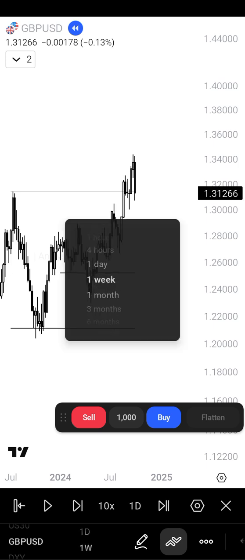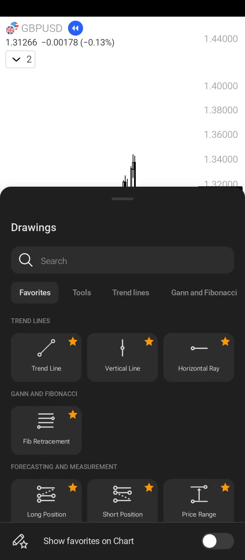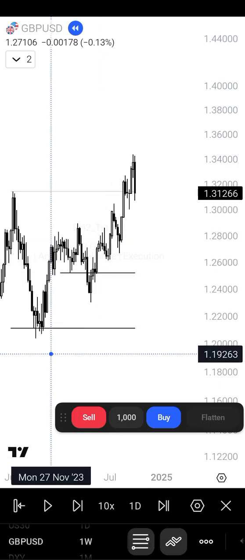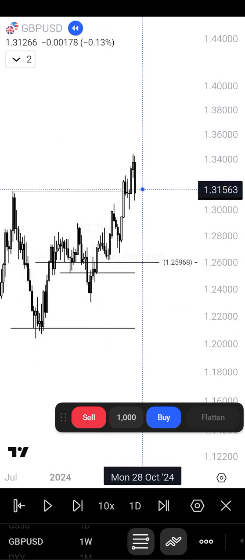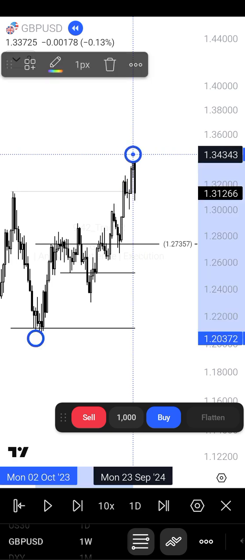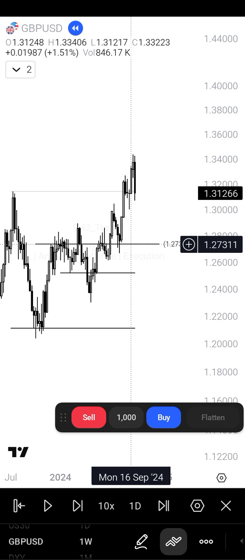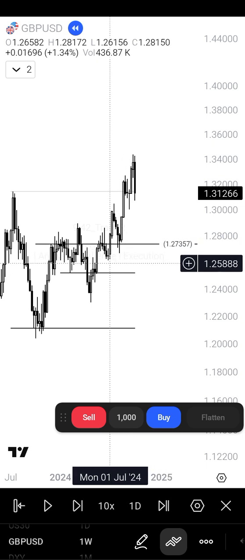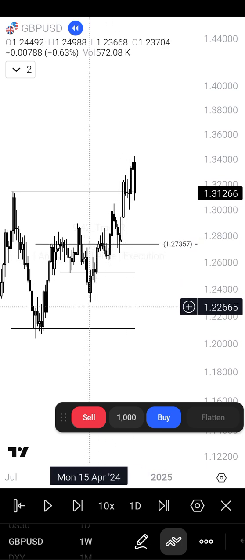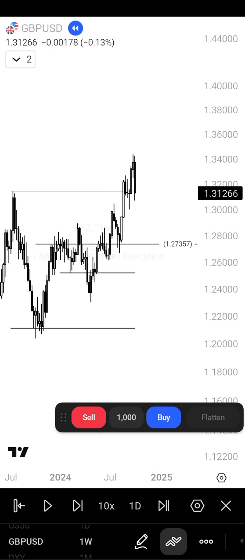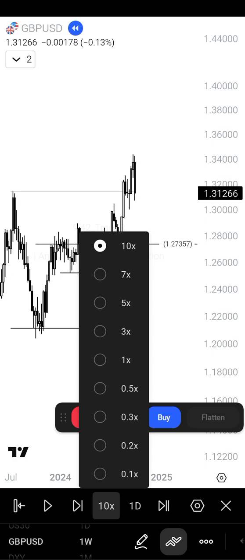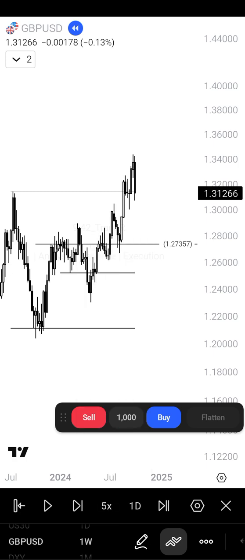So if we use our tool to mark this daily range between premium and discount, you can see that this is the equilibrium price point, and below we have lows that price is going towards to attack if it starts retracing. So let's play price forward. Let's play it gradually on 5x.